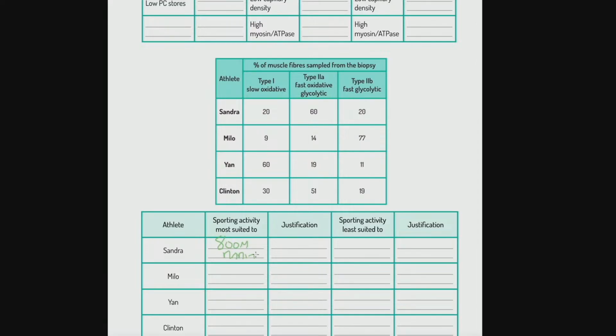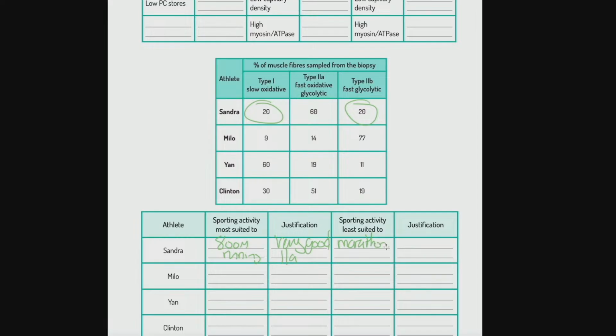Why do I think that? I'm saying it's because she's got very good levels, very good 2A fibre groupings, okay? Now, I can also say she's got a bit of speed, she's also got a bit of endurance, so that helps too, right? What's she not suited to? I'm going to say that she is not suited to a marathon.